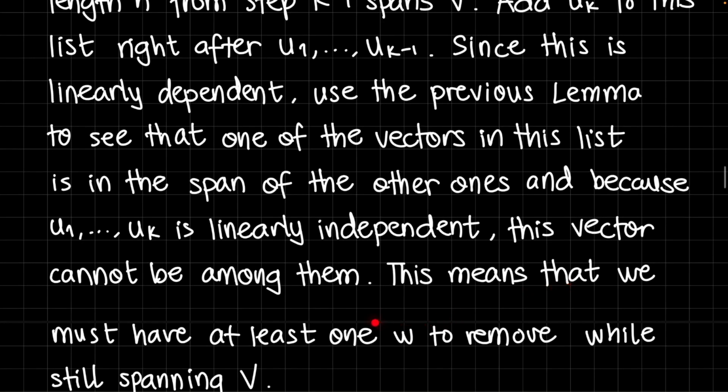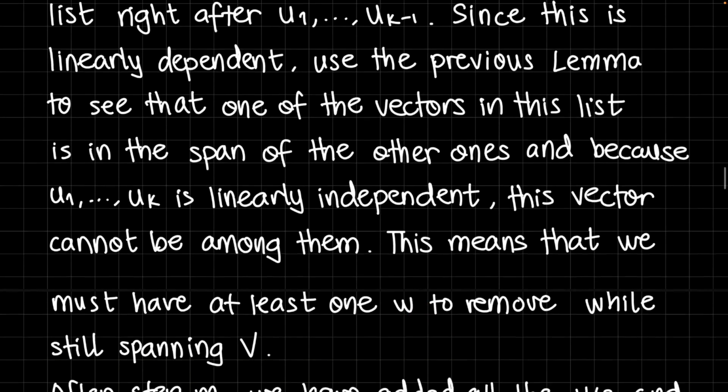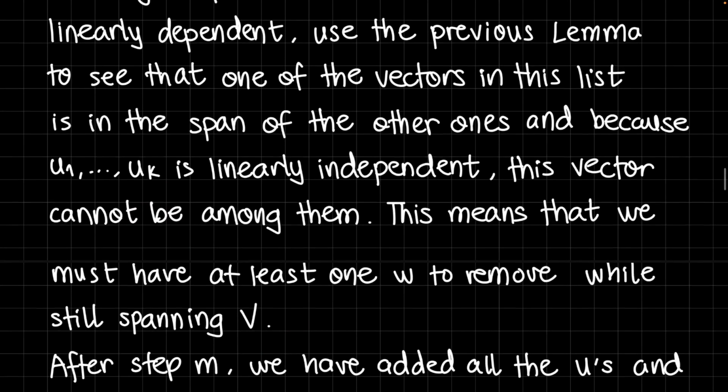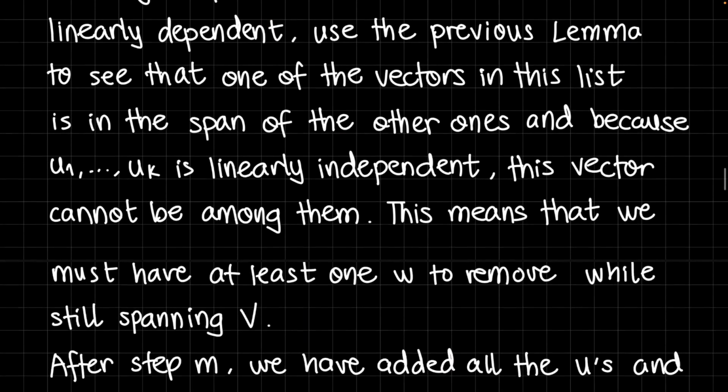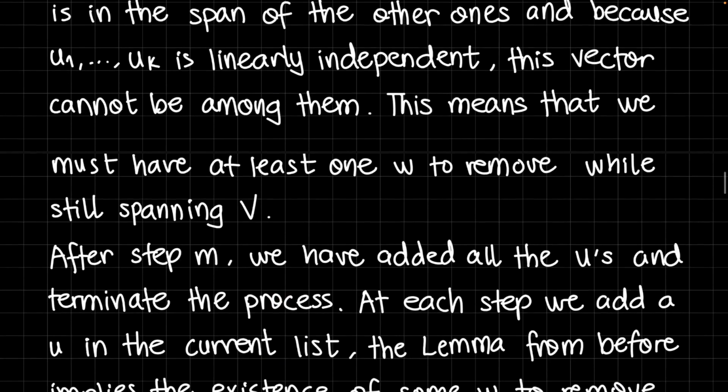So that means at least one w exists, and that w, by this lemma, depends on the vectors before it. So we can remove that while not changing the span, ensuring that the new list with that w removed, with the k u's, is still a spanning list in V. Fair enough. We do that up to k equals m. So after step m, we have added all the u's, because that was the size of the list of u's. And we terminate the process because we run out of u's. There's nothing more to add.